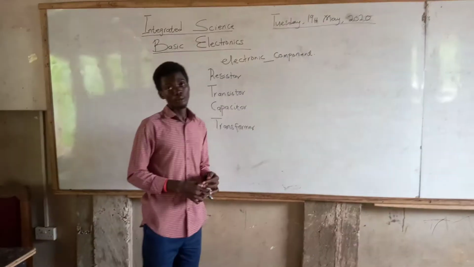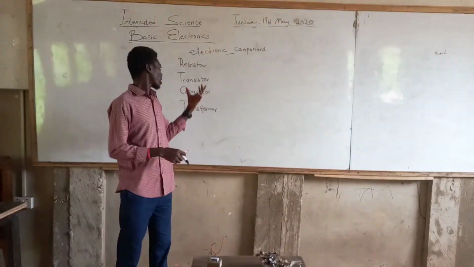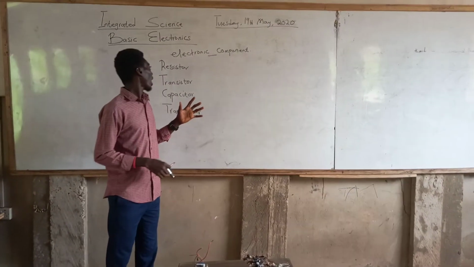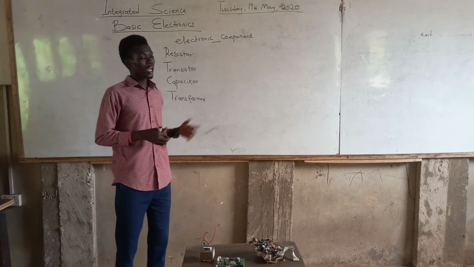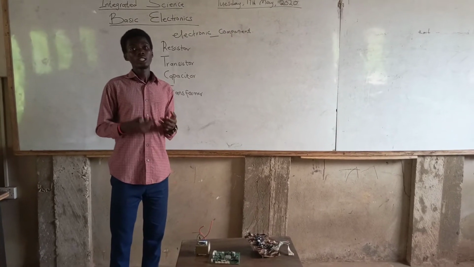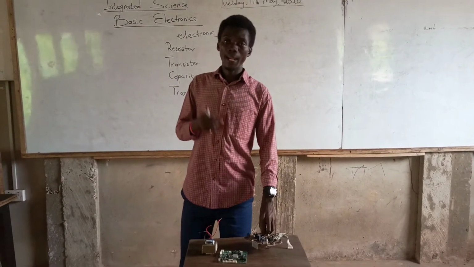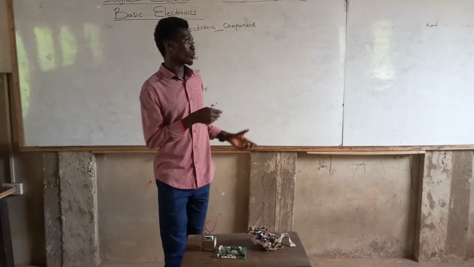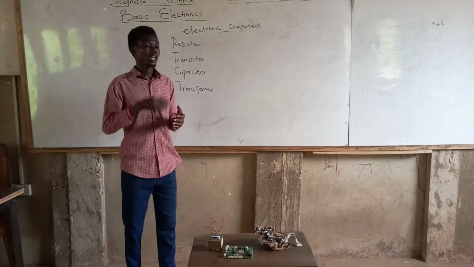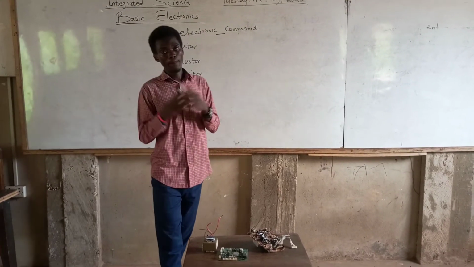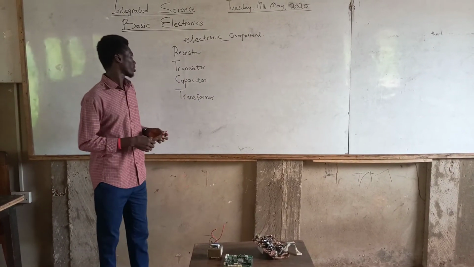As the name goes, resist means what? To prevent. So the function of the resistor is what? To prevent a high amount of voltage or current in an electronic appliance or device. Its purpose is to prevent a high amount of electrical voltage in that electronic appliance or device.